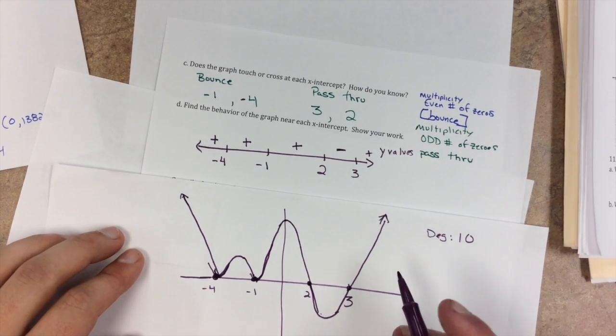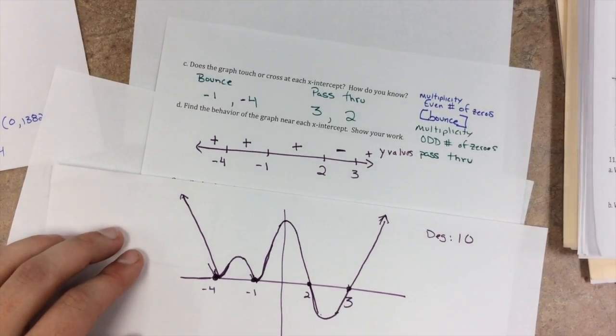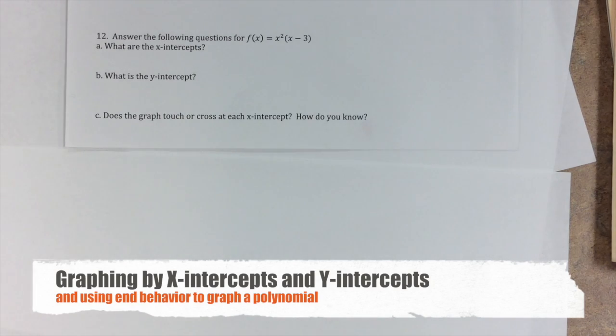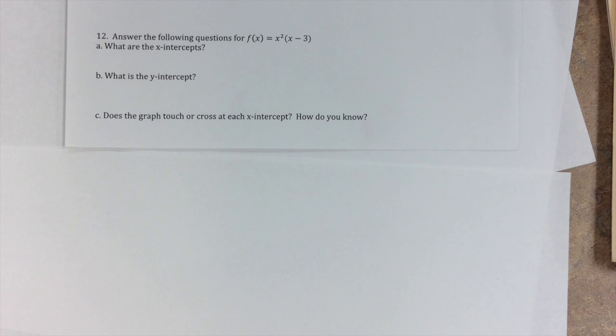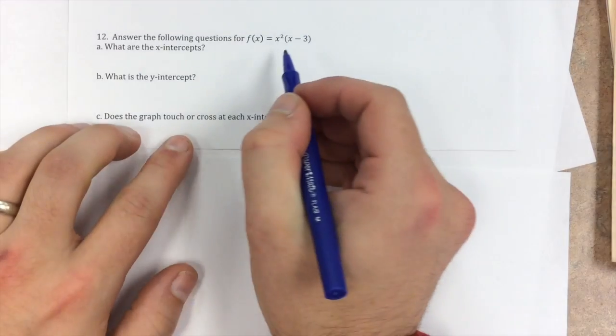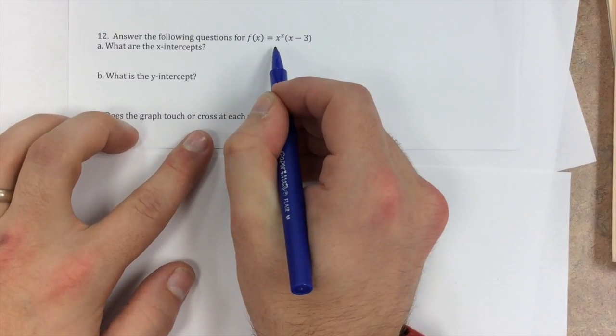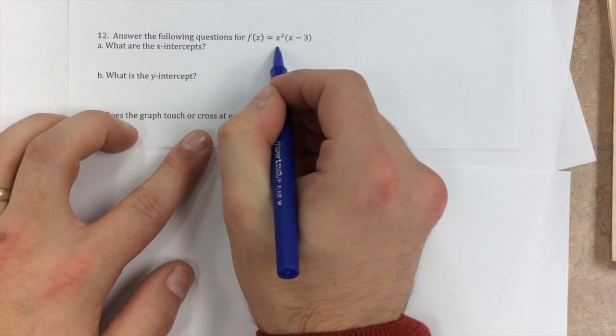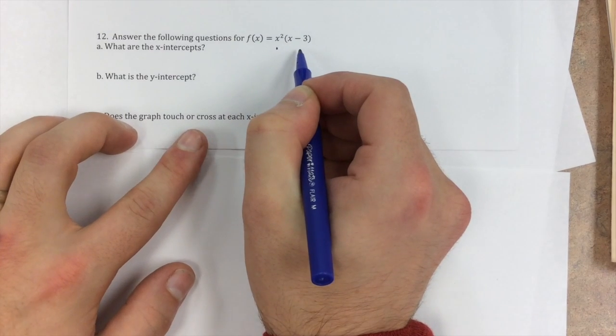Let's look at one more example of this type of problem. All right, let's take a look at number 12. We're going to try to find the x-intercepts, the y-intercepts, what the graph looks like, and then we're going to graph it. So let's take a look first at our function. We have x squared times x minus 3.